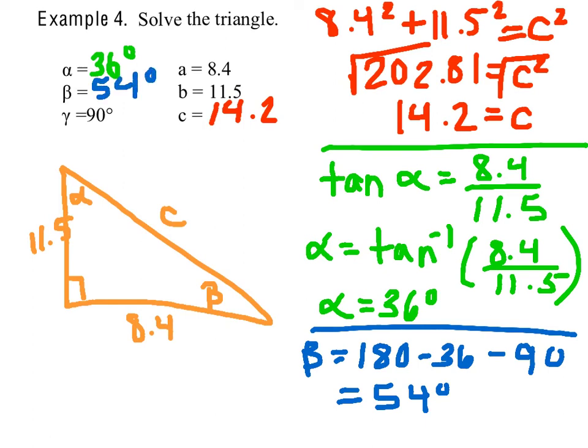Again, double check and make sure your smallest angle and smallest side are across from one another. So 36 is my smallest angle, 8.4 is my smallest side. Check the largest. My largest side is 14.2. My largest angle is 90, so everything matches up.